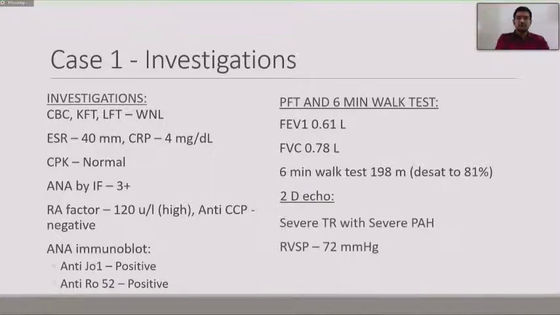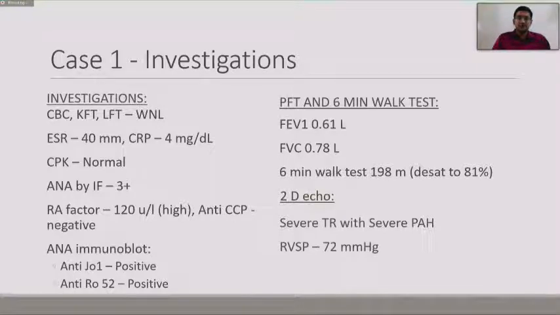For the investigations, we admitted her, and the evaluation and treatment began when she came, as she was quite breathless. The basic investigations like complete blood count, liver and renal function tests were normal. ESR was slightly elevated, CRP not so much. The creatine phosphokinase was normal. The ANA was strongly positive, and so was the rheumatoid factor. However, anti-CCP was negative. And the ANA immunoblot turned up two antibodies positive, anti-Jo1 and anti-Ro52.